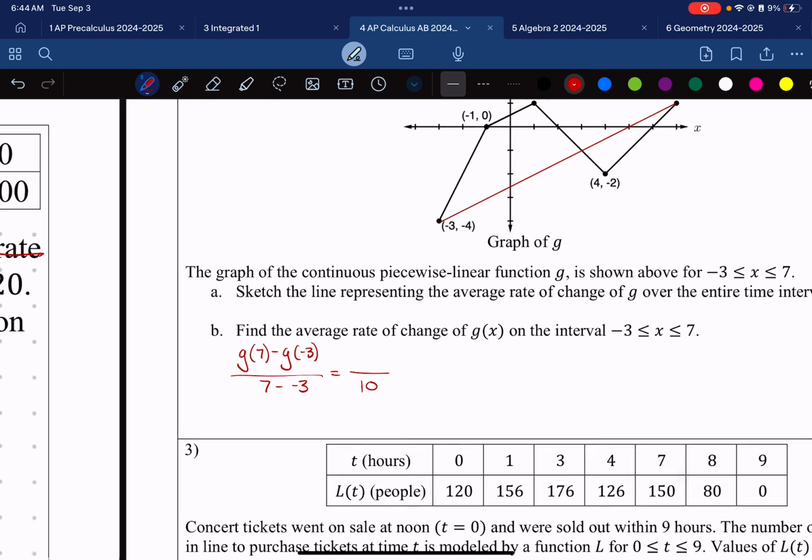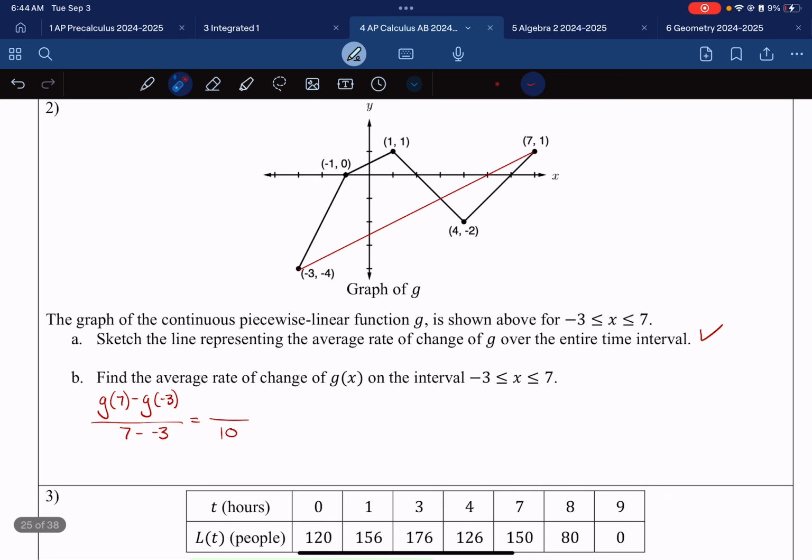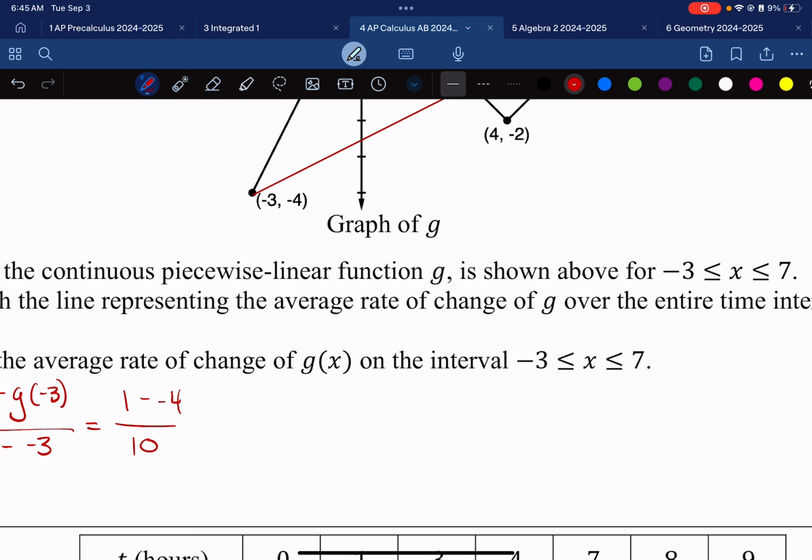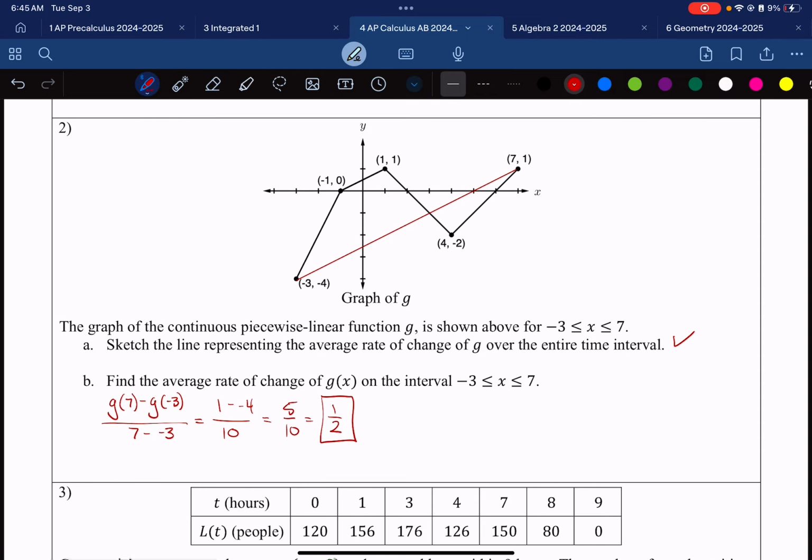G of 7, how do you figure that out? You look at the height at 7. So I come over here and say, okay, 7 has a height of 1, so I'm going to plug in a 1, minus, and then -3 has a height of -4, and again a double negative, so be careful here. And this is going to be 5 over 10, which simplifies to 1 over 2. There's the average rate of change. The slope between those 2 points is a half.